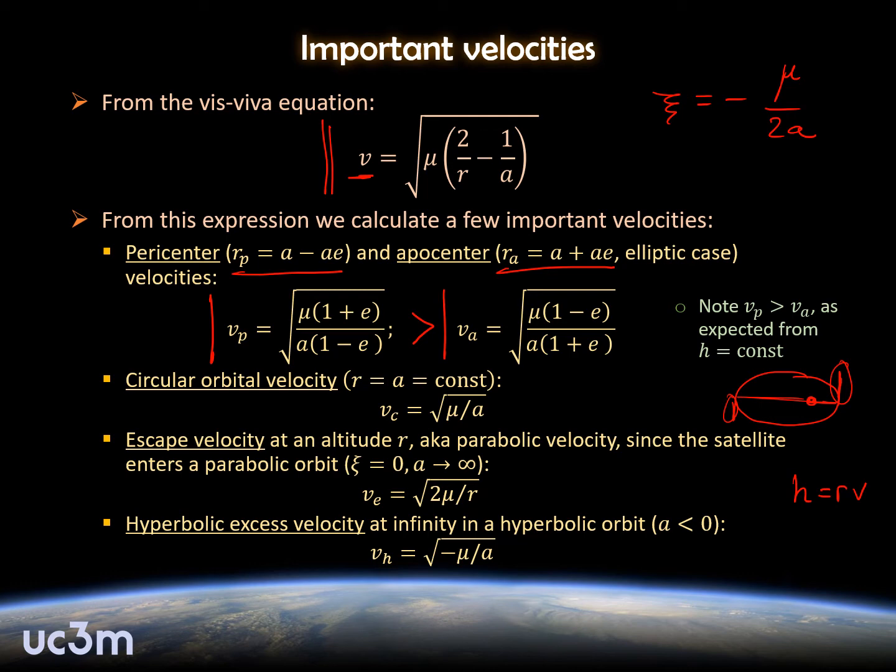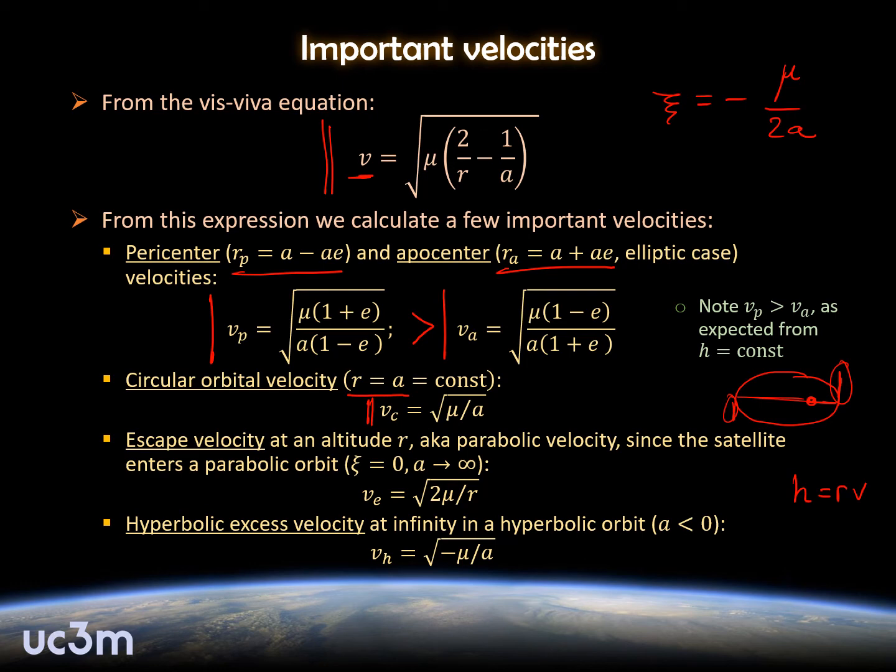Another application of this formula for the velocity is in the case of a circular orbit, where the radius is just equal to a at all points of the orbit. And when we apply that condition, we get this very simple expression. This is the velocity, the circular velocity actually is called, of a circular orbit. And you see that it decreases with altitude. The farther up that we are, the lower the velocity magnitude.